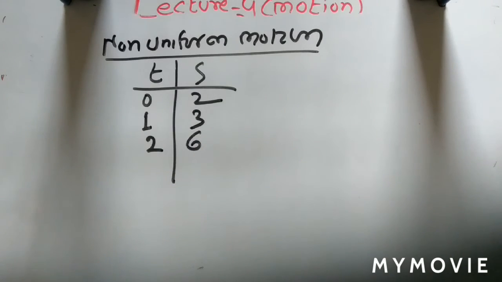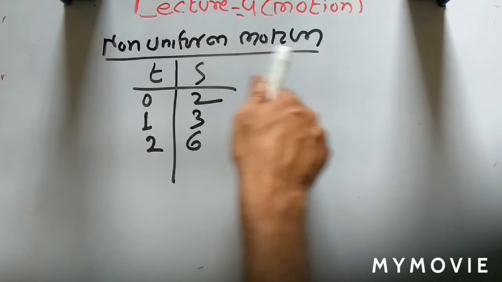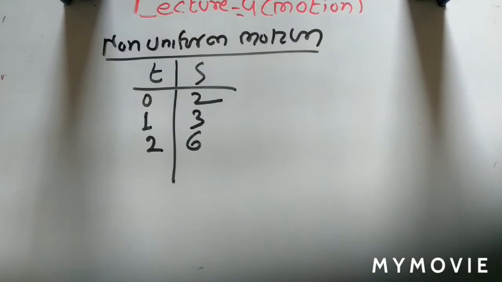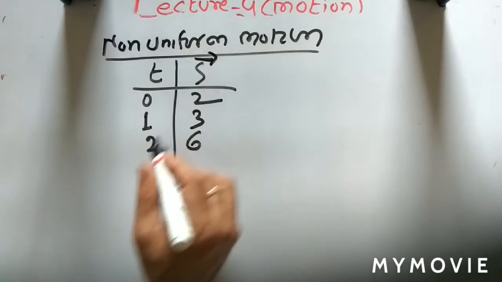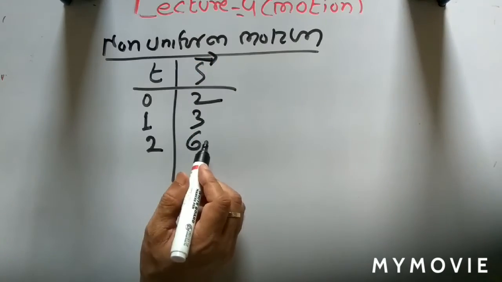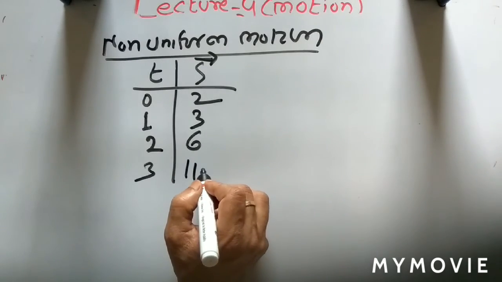So generally uniform motion or non-uniform motion is related with displacement. So keep it in mind, the uniform motion or non-uniform motion is always taken for what? Displacement. So here you can say the displacement. So in 2 seconds the displacement covered is 6 meter. In 3 seconds distance covered is 11 meter.